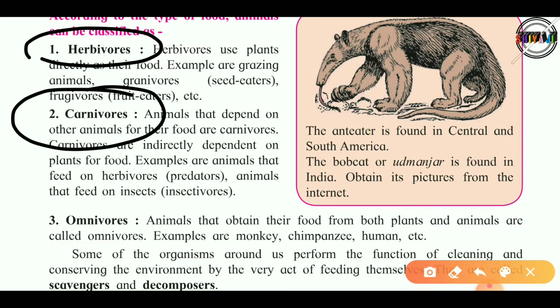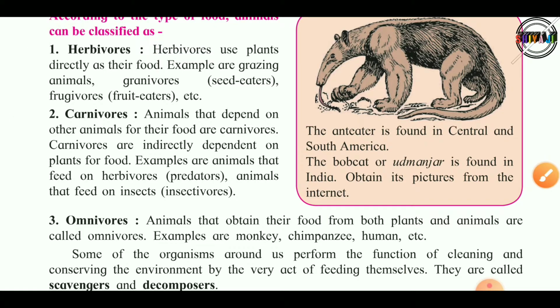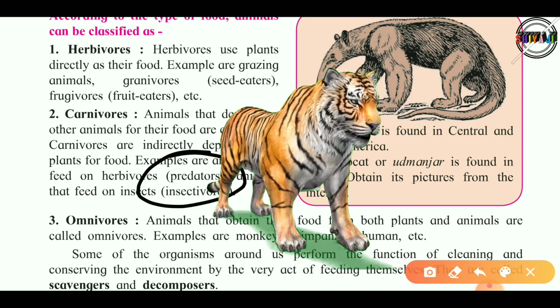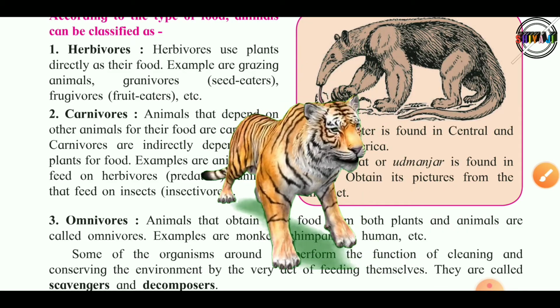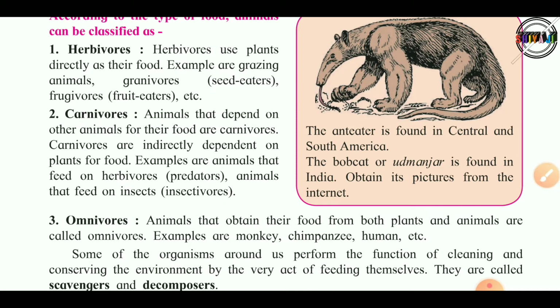Now carnivorous animals. Animals that depend on other animals for their food are carnivorous. Herbivores directly depend on the plants for food. Carnivores indirectly depend on the plants for food. Examples are animals that feed on herbivorous animals, predators, and animals that feed on insects, insectivorous. What is a predator? Just like a lion or tiger. They are eating other animals, like a buffalo. In a forest they get some animals for eating.